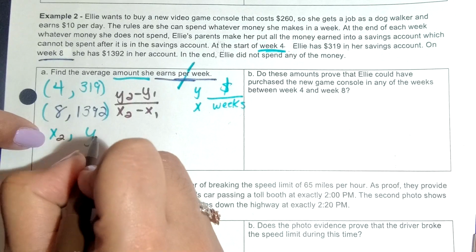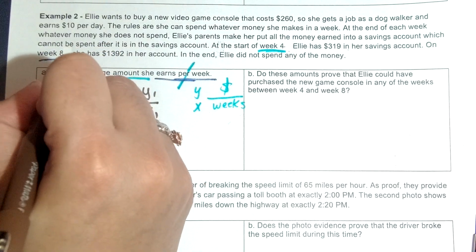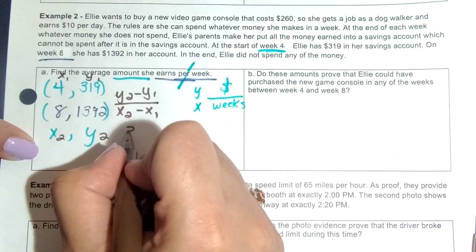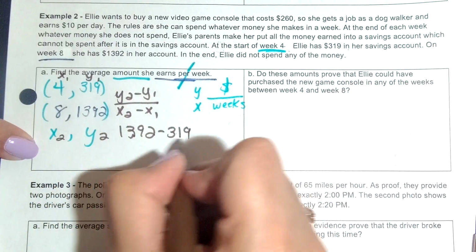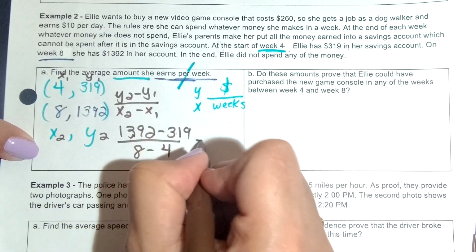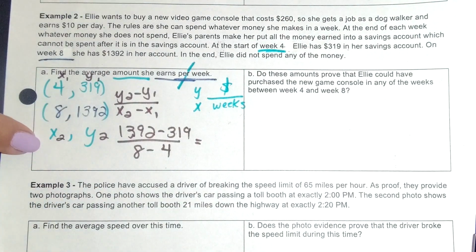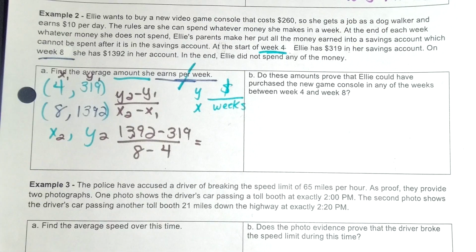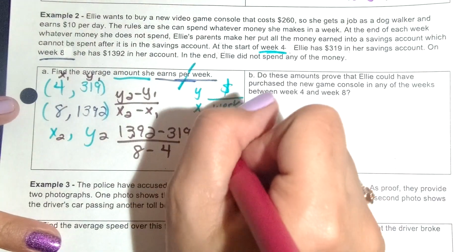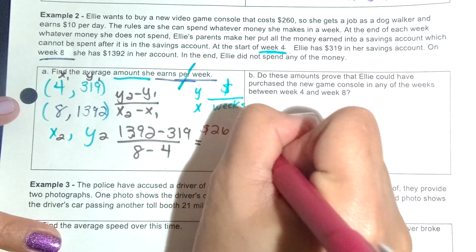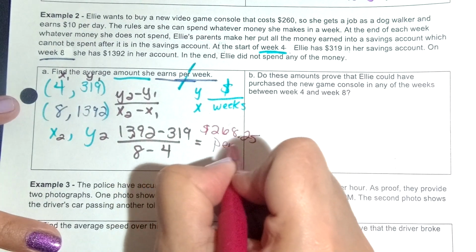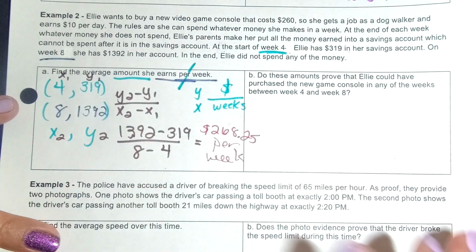So this is my Y2 and X2, Y2, X1, Y1. So I have 1,392 minus 319 over 8 minus 4. And when you put that in your calculator for sake of time, you will get $268.25 per week. What happened? What did I do wrong?